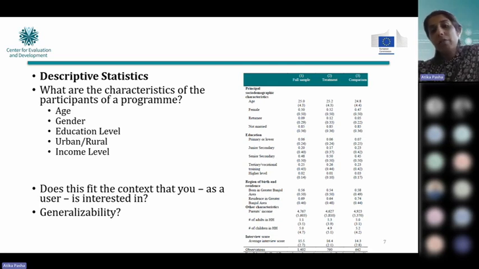And this is the question of generalizability of your program, especially when you're trying to scale up your program. So often programs are piloted somewhere, and then they need to be scaled up. And so it's important for you to understand whether these results are generalizable across various other contexts as well.